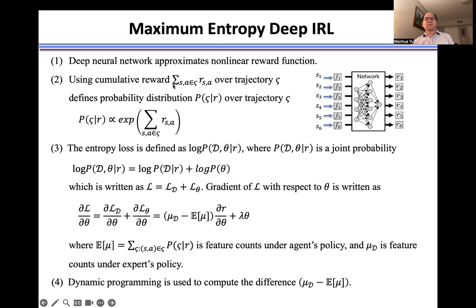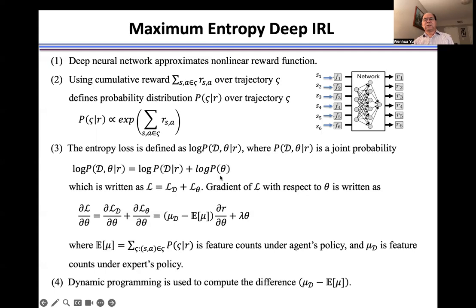Second, we use the cumulative reward over the trajectory sigma to define this probability distribution P over the trajectory sigma. We use the exponential to express this P, to make sure P is positive. And then based on this P, we define the entropy loss function. It's a loss, this is log P. And then we separate this entropy loss function into two terms. The first term is related to the trajectory D, and the second term is regularization.